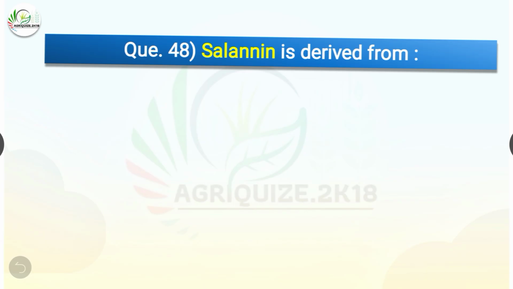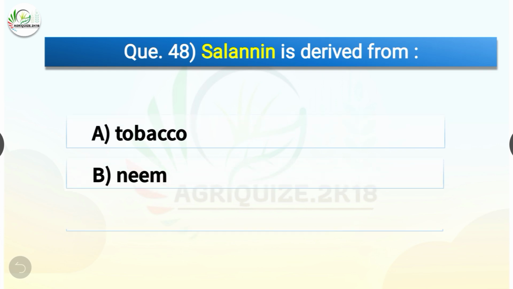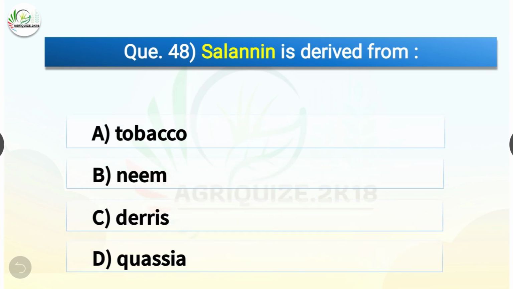Question number 48. Salanin is derived from. The options are tobacco, neem, Derris, or quassia. The correct answer is option B, neem. So salanin is derived from neem.